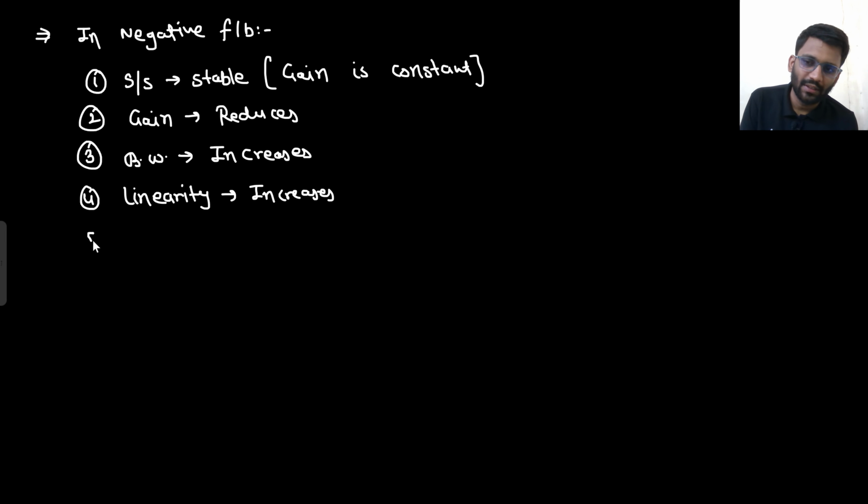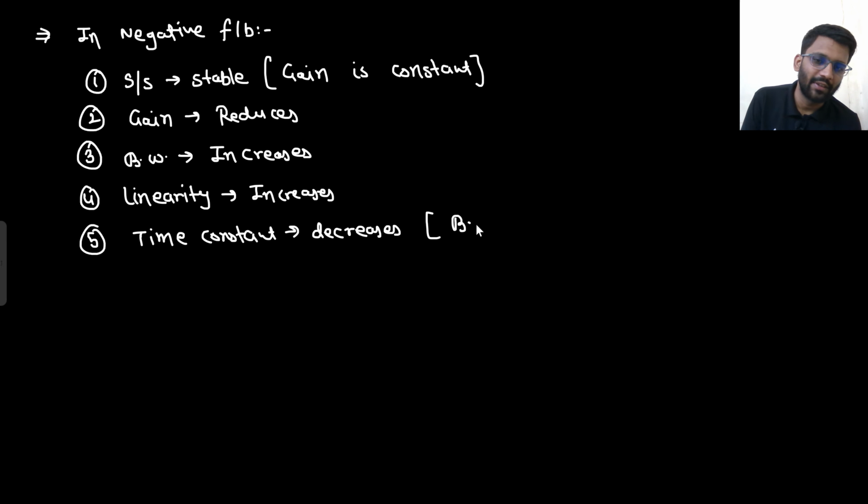What about the time constant? Tell me what happens to the time constant? Time constant will decrease. Why so? Because bandwidth is inversely proportional to time constant. If you have studied network analysis, this very simple concept is there.